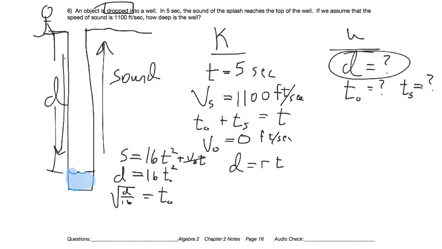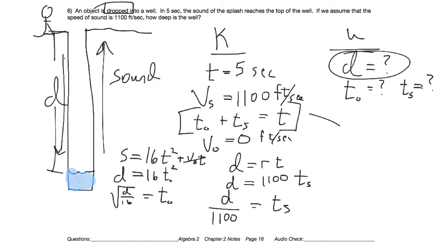Great. Then when it comes to sound, the sound is not going to accelerate upwards, it's not going to slow down, it's just going to be a constant rate. So that means that d, the depth of the well, is equal to 1,100 feet per second times the time it takes for sound to travel up. When you solve for that, you get d over 1100 is equal to t_S. So now we have an expression for t_O and t_S in terms of d.